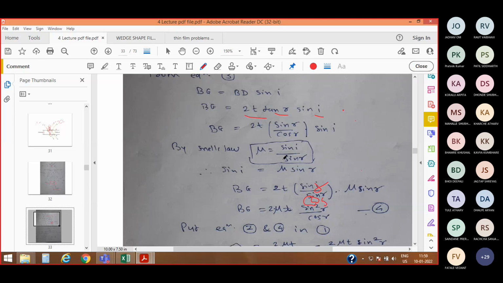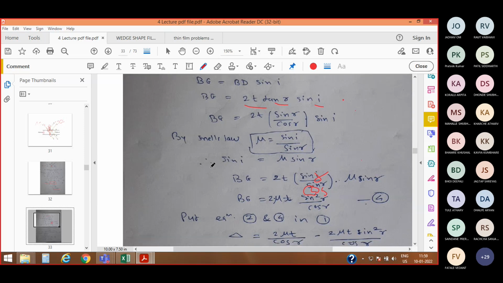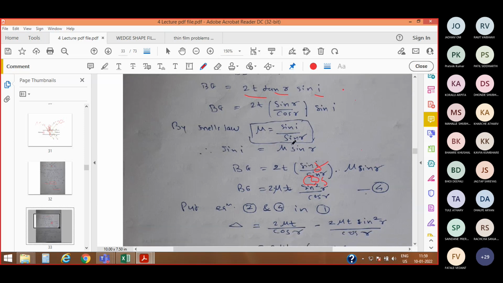By Snell's law. What is Snell's law? Refractive index is equal to sin of I upon sin of R. So I am just taking this sin of R to the left hand side. Then I am getting this equation. Put the sin of I value in this equation.